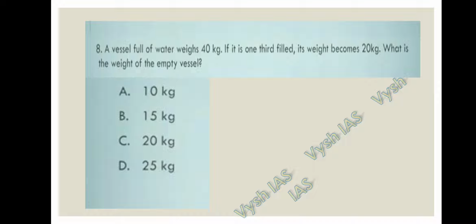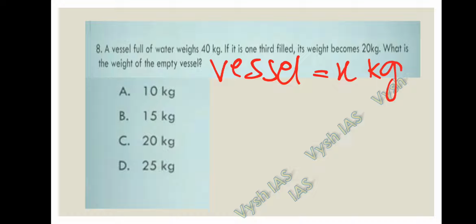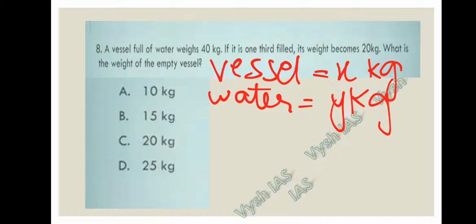A vessel full of water weighs 40 kgs. If it is 1/3 filled, its weight becomes 20 kgs. What is the weight of the empty vessel? Let's take the weight of the vessel as x kgs and the weight of the water as y kgs. The vessel full of water weighs x plus y, that is 40.